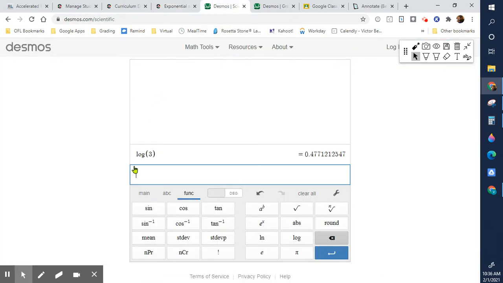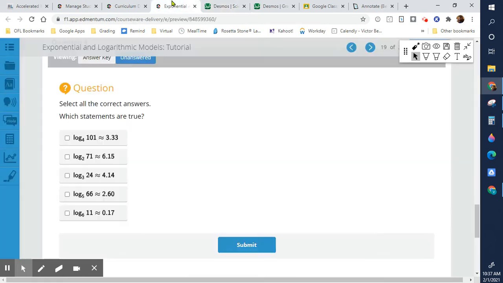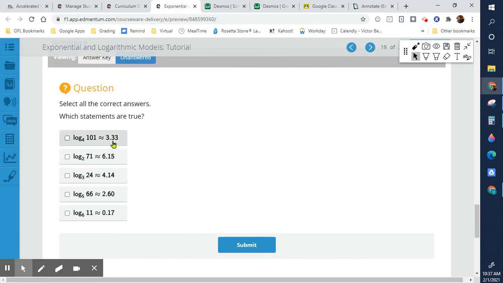So we're going to do log of 101 divided by log 4. And what I like about Desmos is you can see it the way the calculator calculates it out. Oops, there we go. See what I mean by if you go to another tab, it kind of messes you up. All right, so I get 3.329. That's about right.